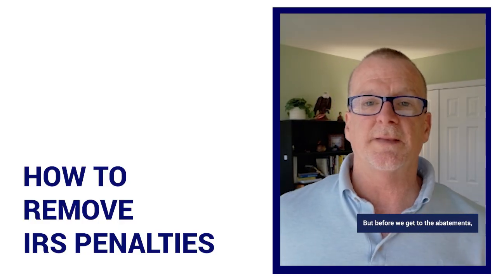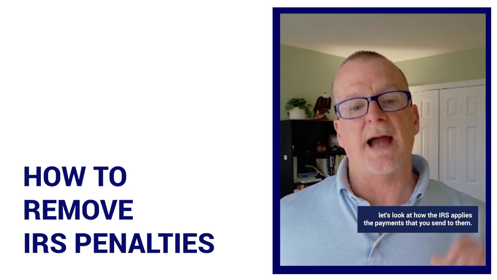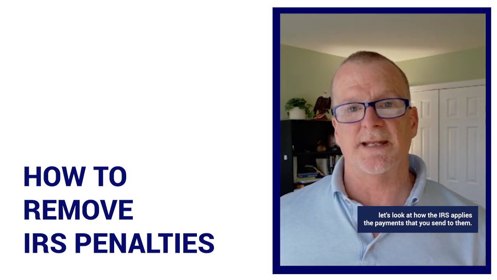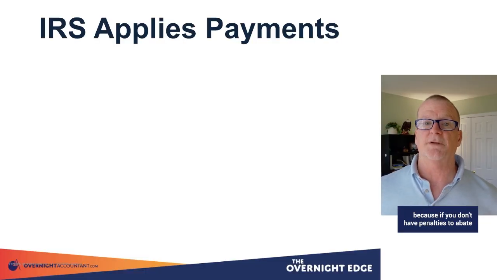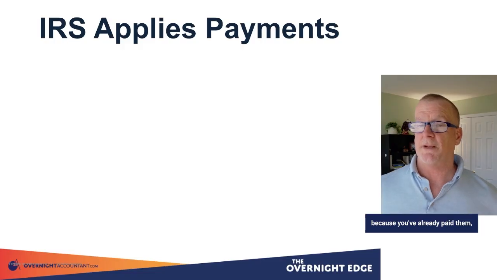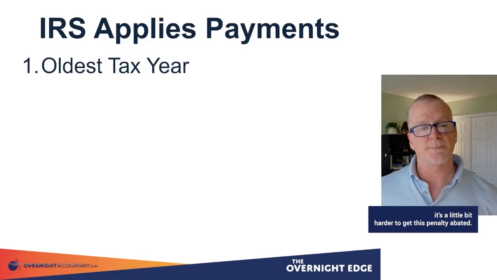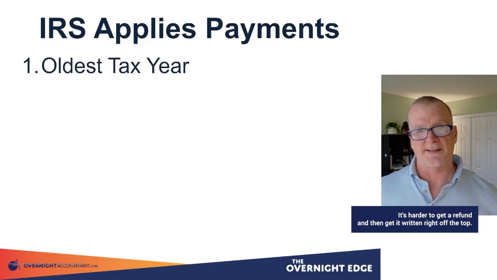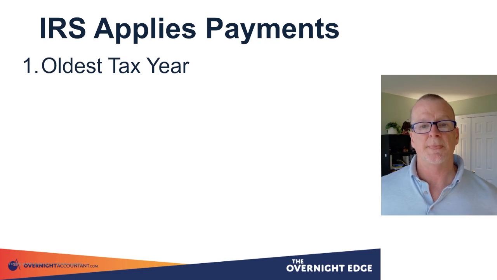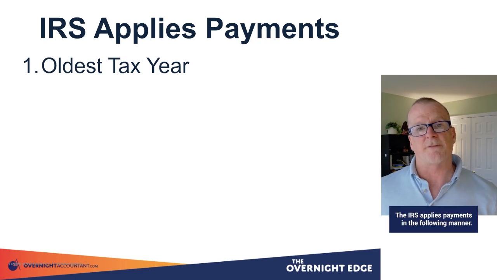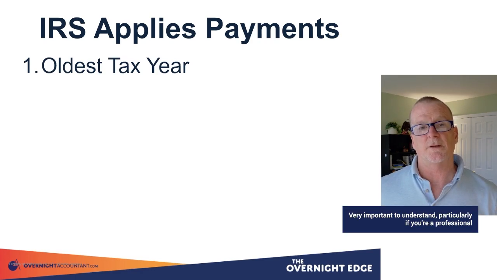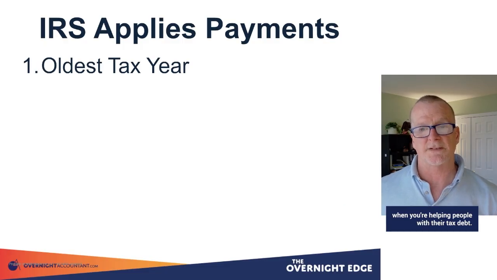But before we get to the abatements, let's look at how the IRS applies the payments that you send to them. This is very important because if you don't have penalties to abate, because you've already paid them, it's a little bit harder to get those penalties abated. It's harder to get it refunded than get written right off the top. The IRS applies payments in the following manner. Very important to understand, particularly if you're a professional and you're helping people with their tax debt.